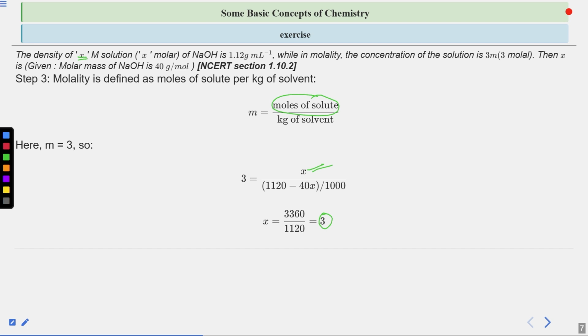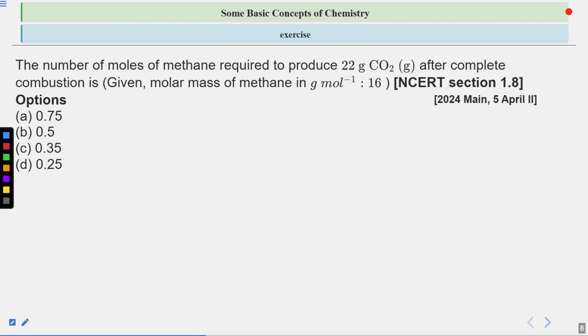Okay. Now moving on to the next question. The number of moles of methane required to produce 22 grams of CO2 after complete combustion is. The molar mass of methane is given; it is 16 gram per mole. If you want, you can read about this stoichiometry in the NCERT section 1.8, and also in 1.10.2. This was asked in the 2024 mains exam on the 5th April in the second shift. So your time to solve this question starts now.